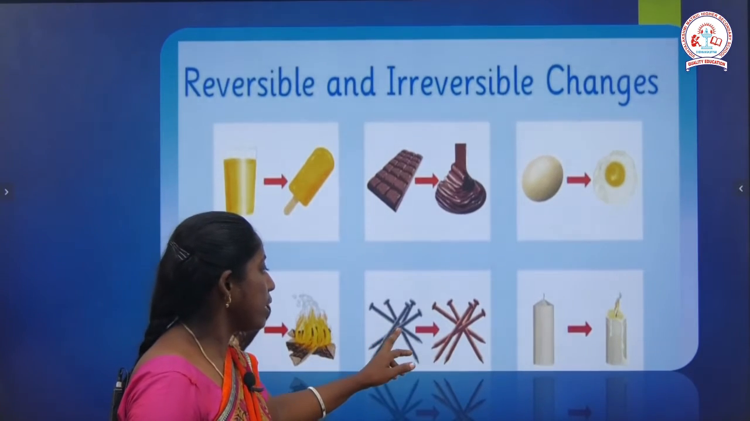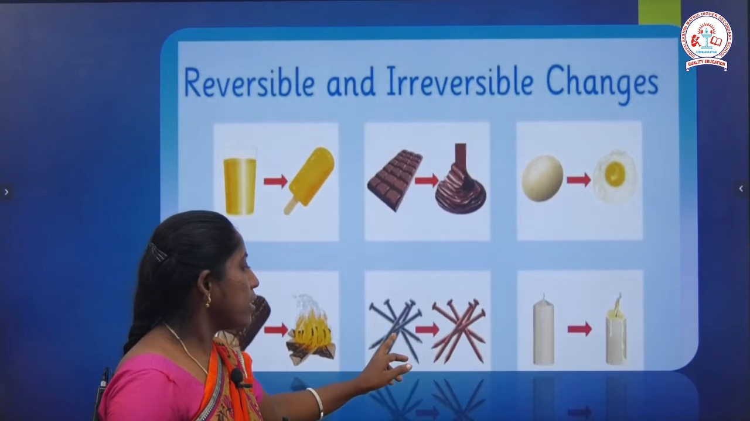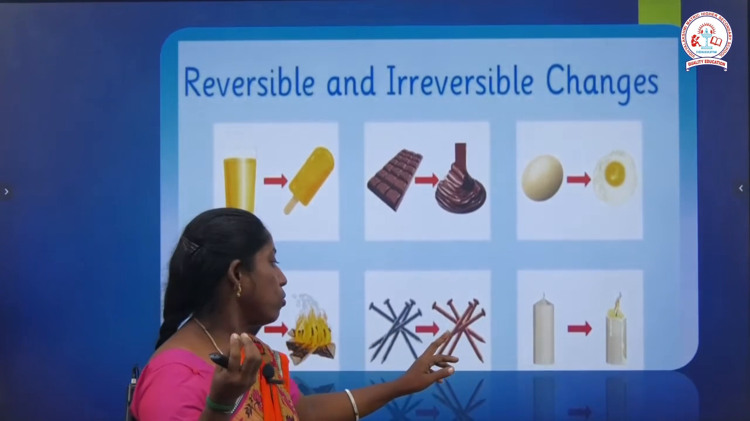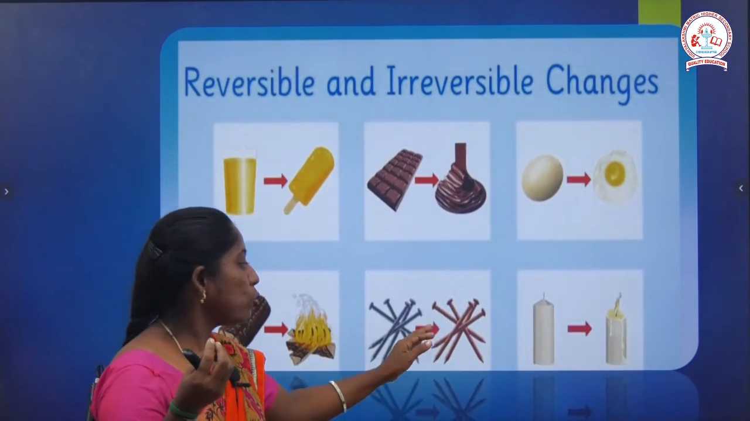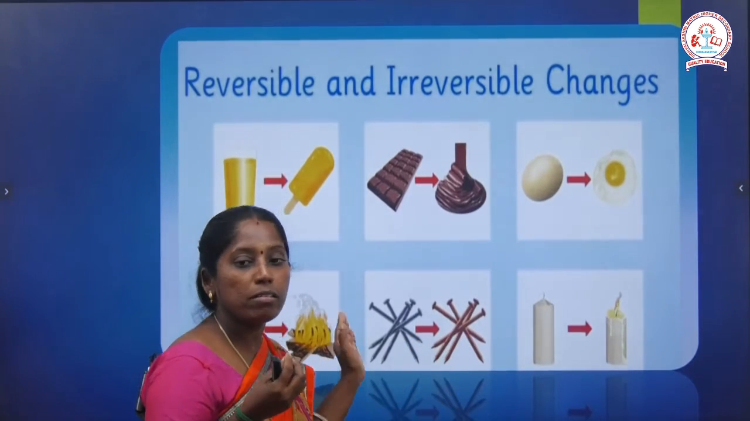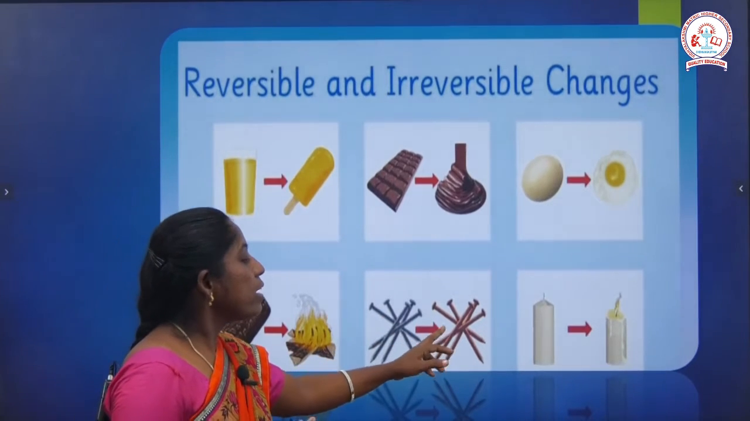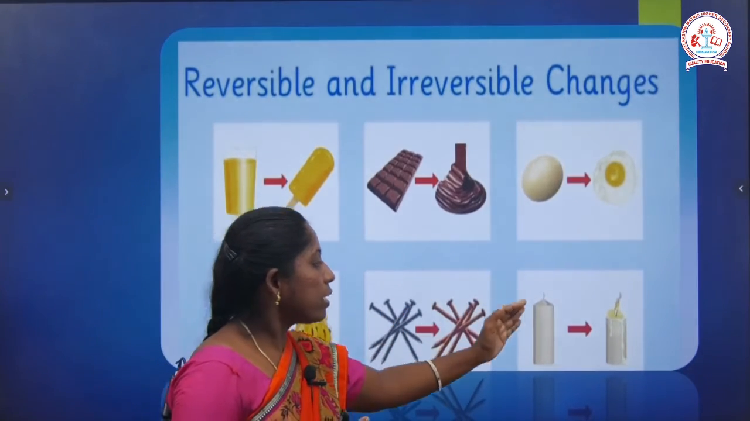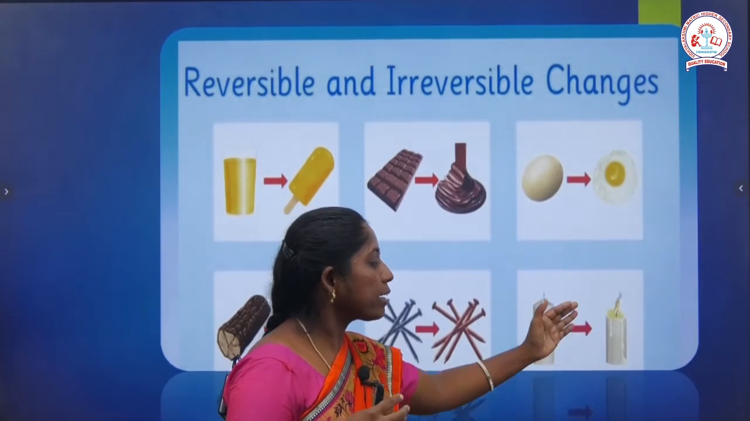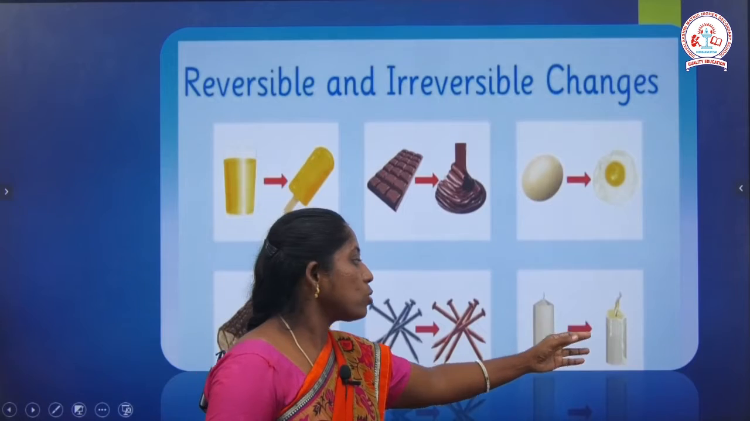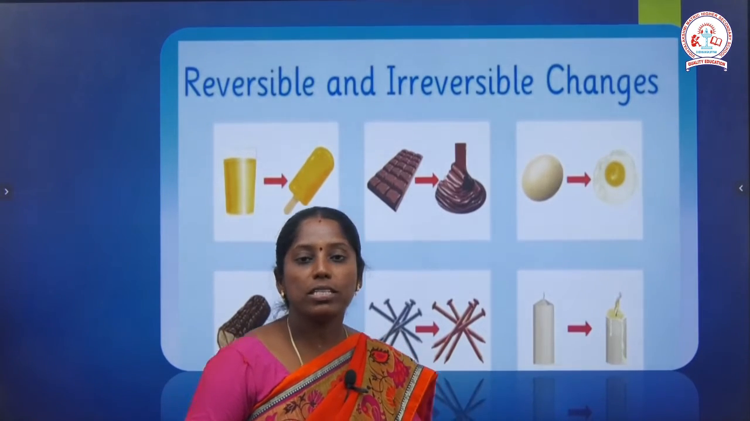The same goes for iron. An iron nail gets rusted. Children, what is the meaning of rust? Rusting is when iron corrodes. Now, will a rusted nail turn back into the old nail? It certainly will not. So what kind of change is that? Irreversible. Then the candle: I burn the candle and it gets melted. The burned candle, we cannot get back again. So that is also called an irreversible change.